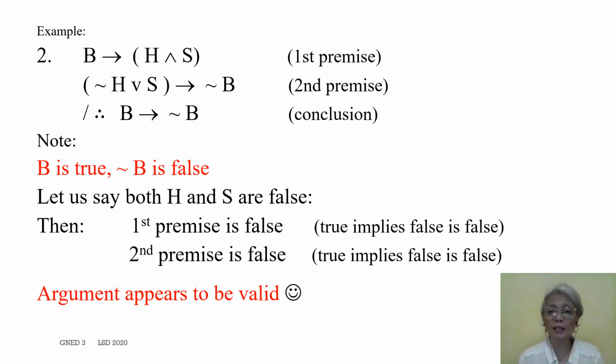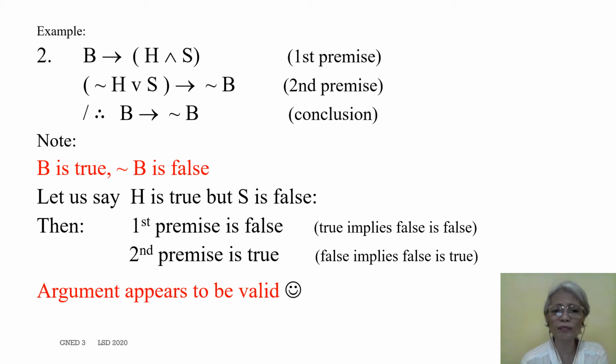Tapos na ba? Hindi pa din. Kasi pwedeng isa sa kanila true. So, what if H is true but S is false? So, H is true, S is false, therefore this conjunction is also false. So, B is true, true implies false is false. And therefore, we are able to find a premise which is false, making our argument appear to be valid.